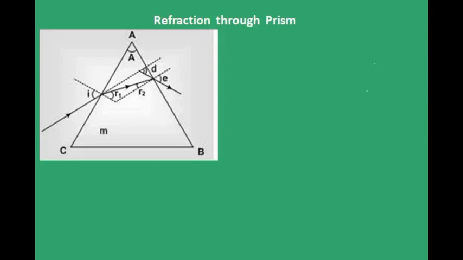Hi friends, we'll start with the prism. You know what a prism is? It is just a piece of glass with five faces, two triangular faces and three rectangular faces. This is the triangular face which you are seeing. Let us see how a light ray refracts when it goes through a prism.